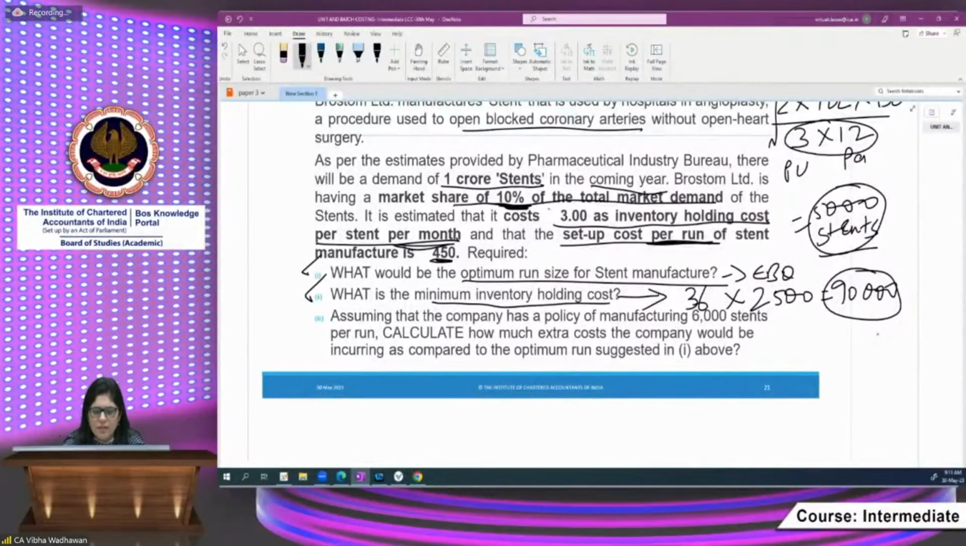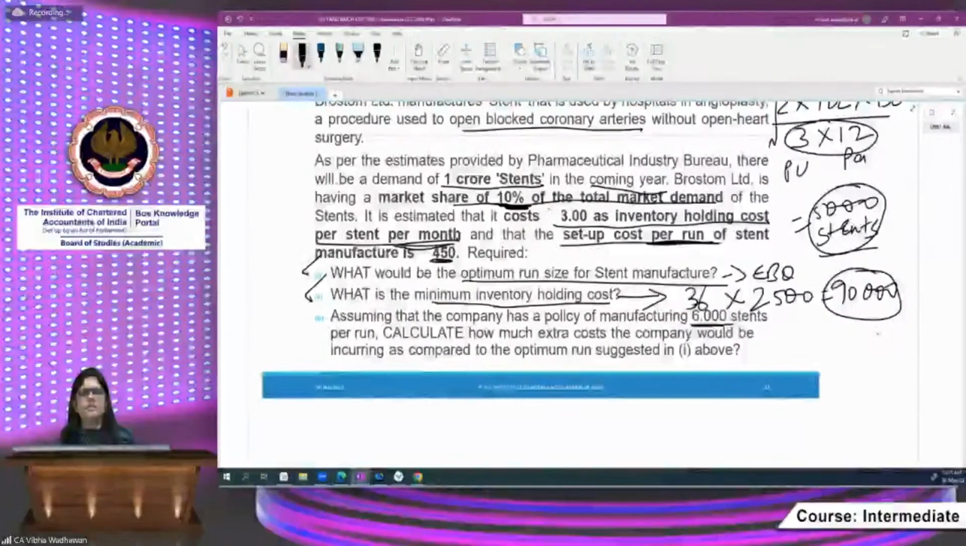This we have done. Assuming that the company has a policy of manufacturing 6,000 stents per run. So they say we have the policy to produce 6,000 stents. We will not follow economic batch quantity of 5,000. Economic batch quantity is telling you should produce 5,000 stents. But this company is saying, no, we have the policy of producing 6,000 stents. We will not produce 5,000 stents.